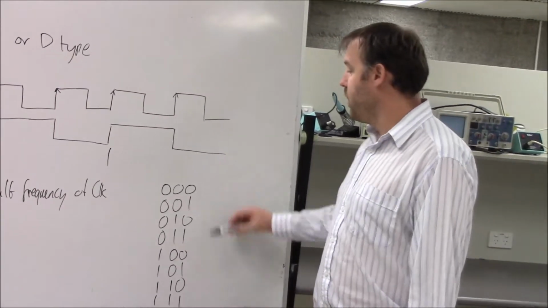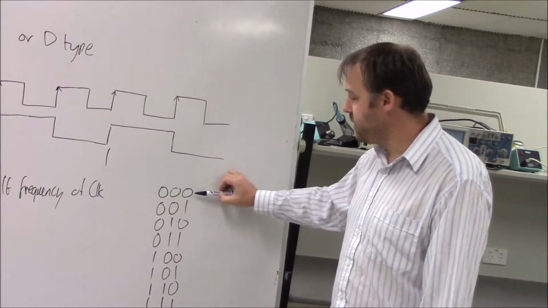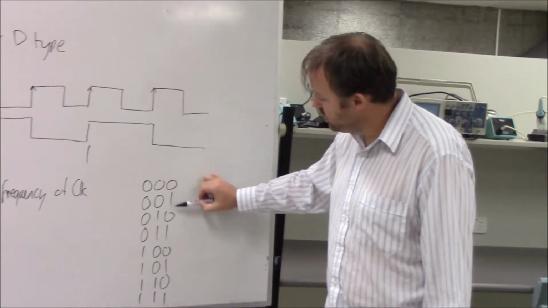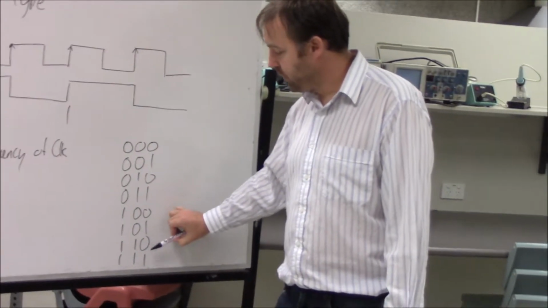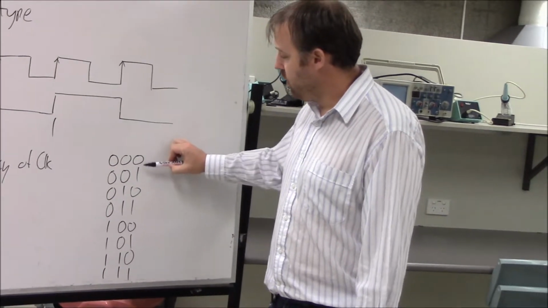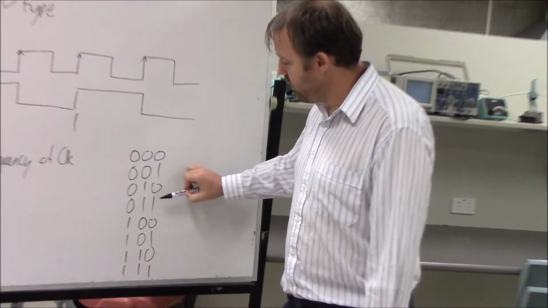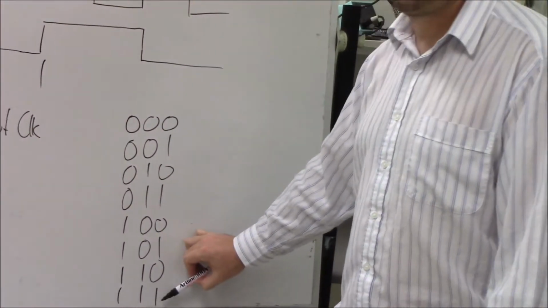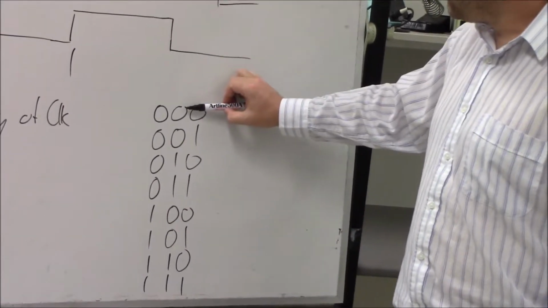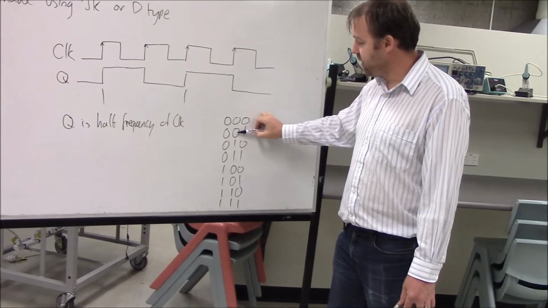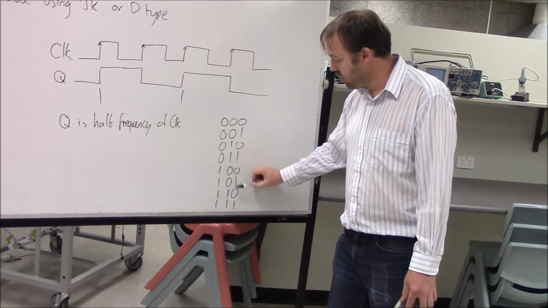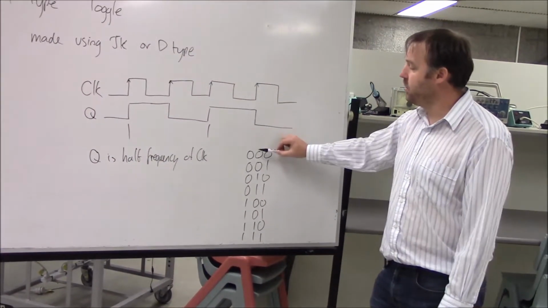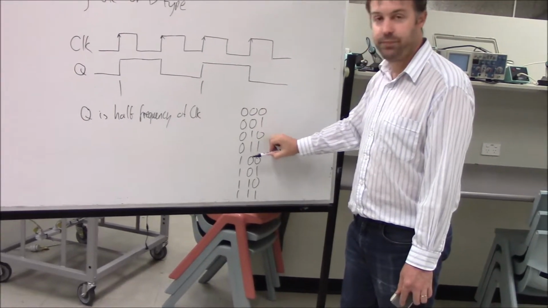If you have a look at the patterns here, this one changes from 0 to 1 and back to 0 again every different number. So the change is one every one. The second bit here is only changing every second one. So we're getting 2 in a row, 2 in a row, 2 in a row. And this third one is changing every 4.